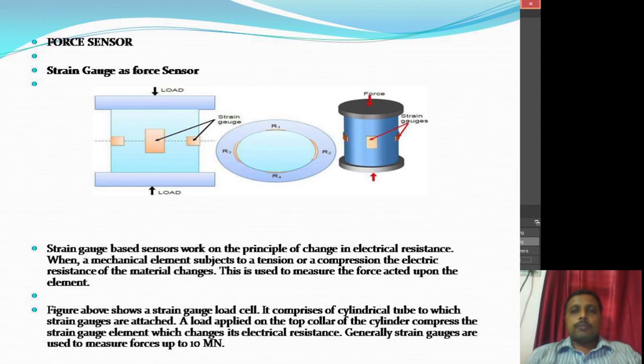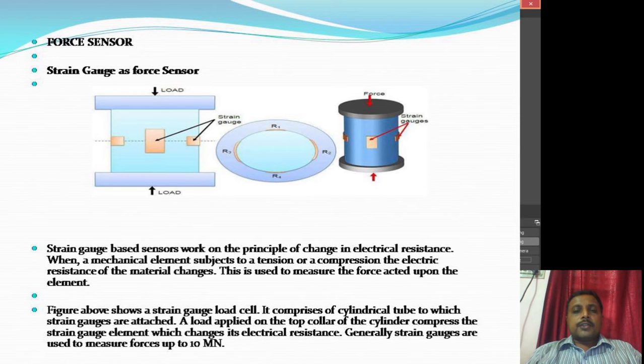Next, moving on to the force sensor. A strain gauge is used as a force sensor. As shown in the sketch, there is a cylindrical tube to which strain gauges are attached. A load, or force, is applied on the top collar of the cylinder in order to compress the strain gauge element. As soon as these strain gauges are compressed, the electrical resistance will keep on changing.